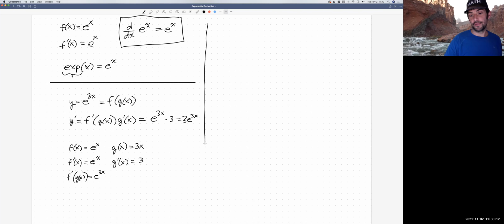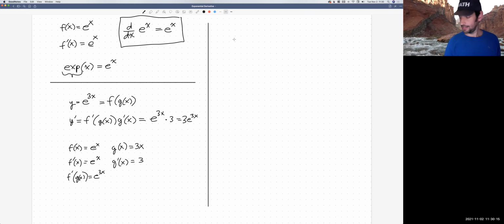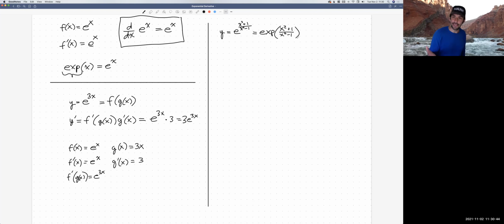Let's do a more complicated one. Let's suppose I have y is equal to e to the x squared plus 1 over x squared minus 1. Here's an example where this exponent notation is becoming a little bit tricky, and this is why one might write this as the exponential function of x squared plus 1 over x squared minus 1, right? If we get these complicated things that can show up in our exponents, it's easier to not have to write them in that tiny little space. But they're the same thing.